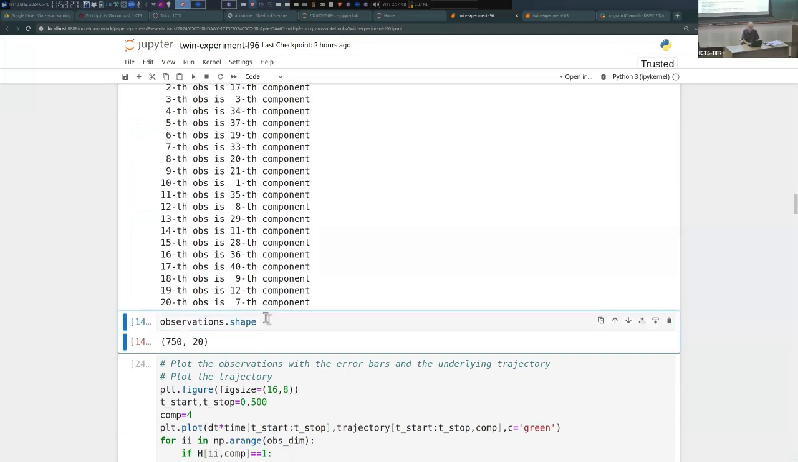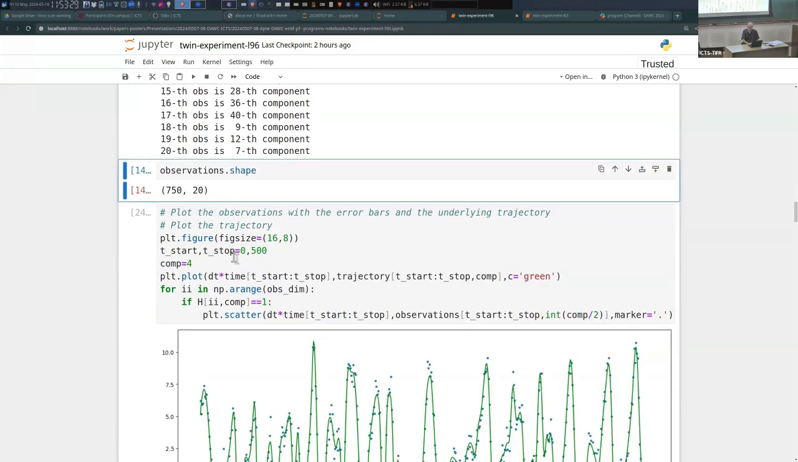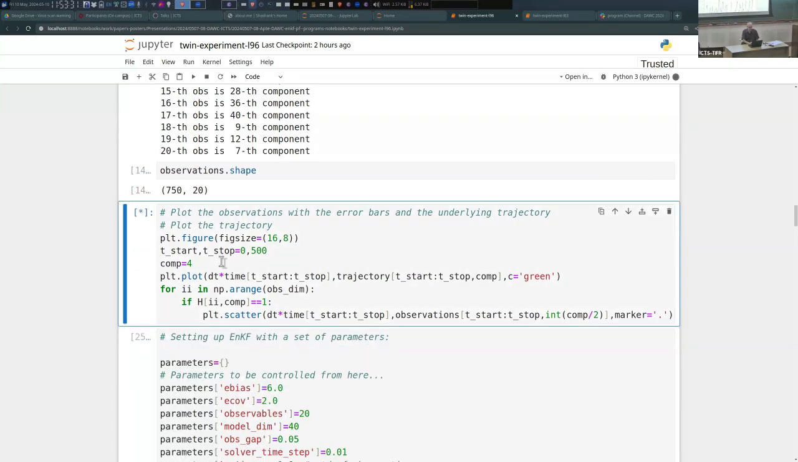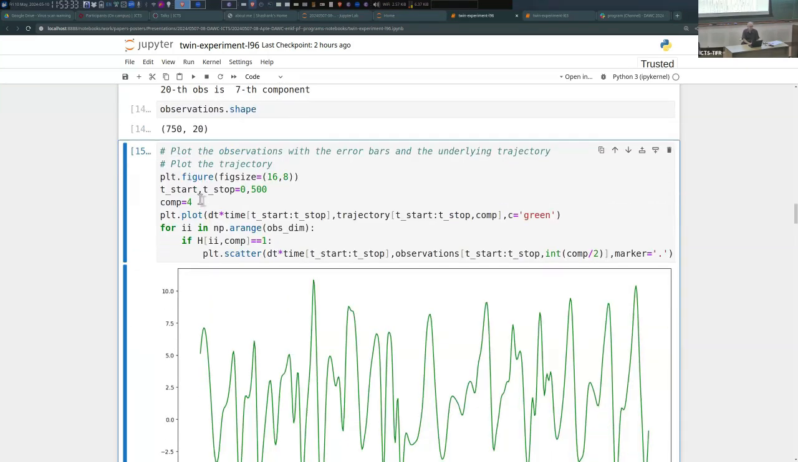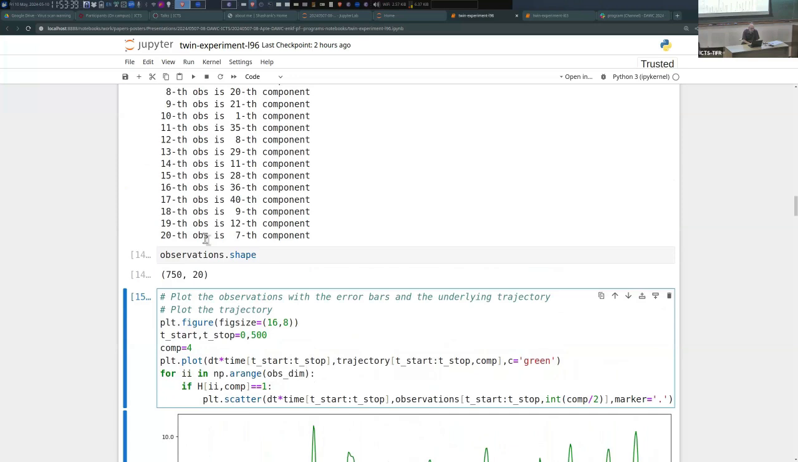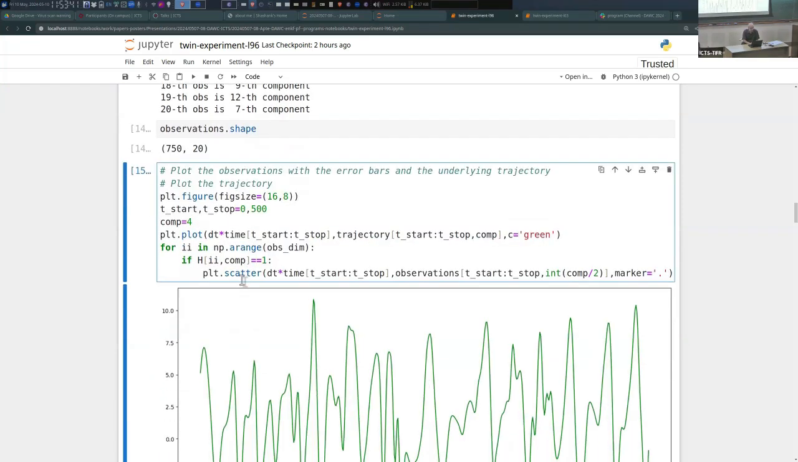The observation should be 20-dimensional. That's just a check. I can plot the solution. Oh, the fourth component is not observed, so I can't plot the observations on top of it. So let me choose, let's say, the 12th component, which was observed.